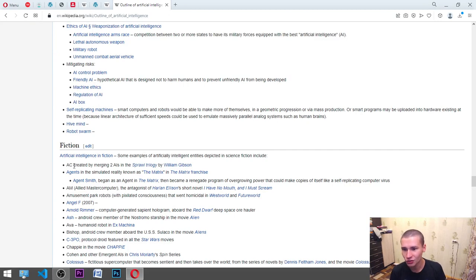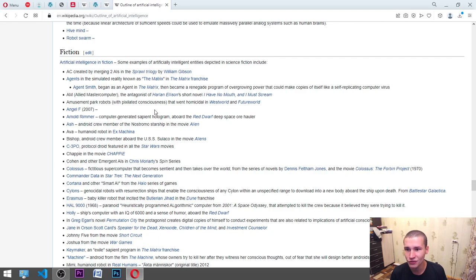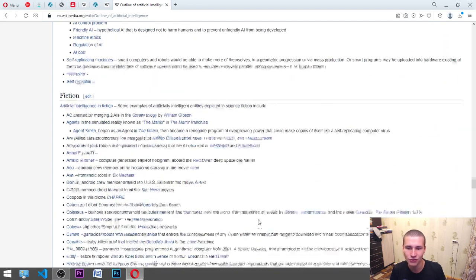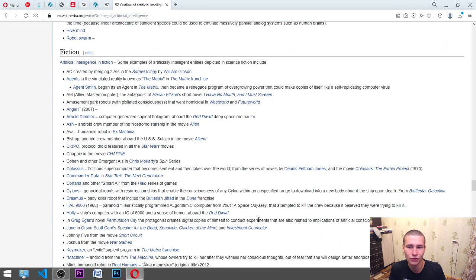Fiction, artificial intelligence in fiction. Okay, we have here some The Matrix agents, Agent Smith, and others. Okay, we have some of them. I will not read it. It is kind of interesting, but you can read it on your own if you want. It is kind of Erasmus here, also Cylons and Cortana, Commander Data, Colossus and others.